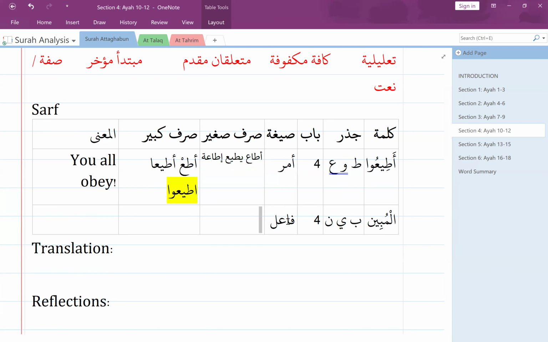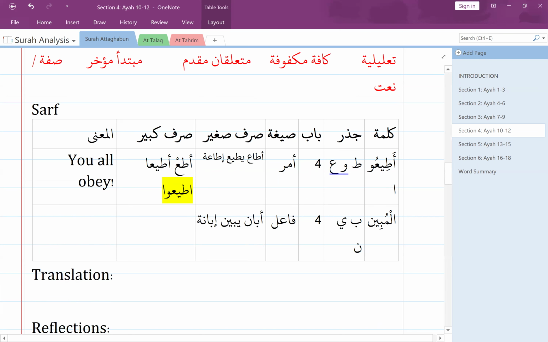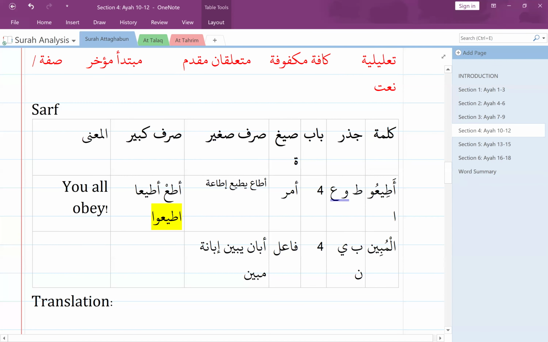This is fa'il because it matches with muslimun. Mubinun, that is what's supposed to be, but we just smooth it out. Sarf saghir is abana yubinu, ibanatan, fahuwa mubinun. Yeah, mubinun. Let's put a kasra there, so as not to be confused with mubanun, which would be the ism maf'ul. Sarf kabir is mubinun, mubinani, mubinuna.